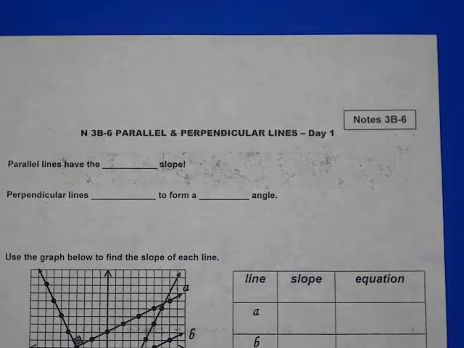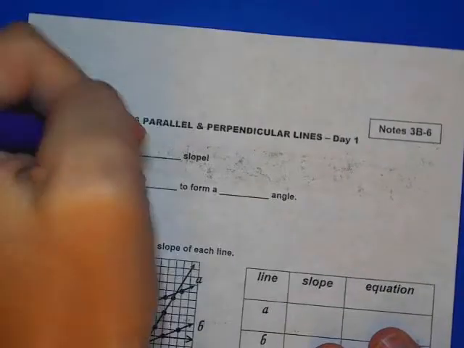Now, if I have two lines that are parallel and they never cross, well, they have to have the same steepness. If they have the same steepness, then they have the same slope. If one is more steep than the other, then they would eventually cross. So those would not have the same slope. So parallel lines have the same slope.